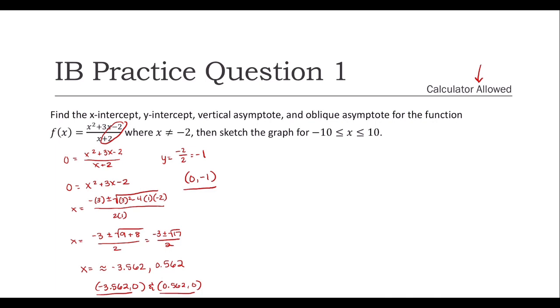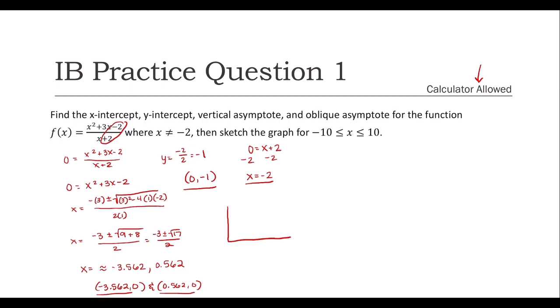Our vertical asymptote will be when the denominator is equal to 0. So 0 has to equal x plus 2. We'll subtract 2 from both sides. So our vertical asymptote is x equals negative 2. And then, since the degree of our numerator is greater than the degree of our denominator, we'll have an oblique asymptote, which we can find using synthetic division.